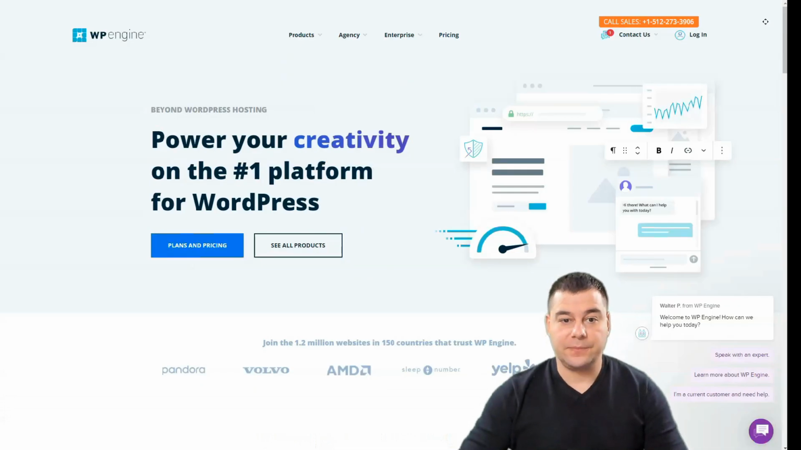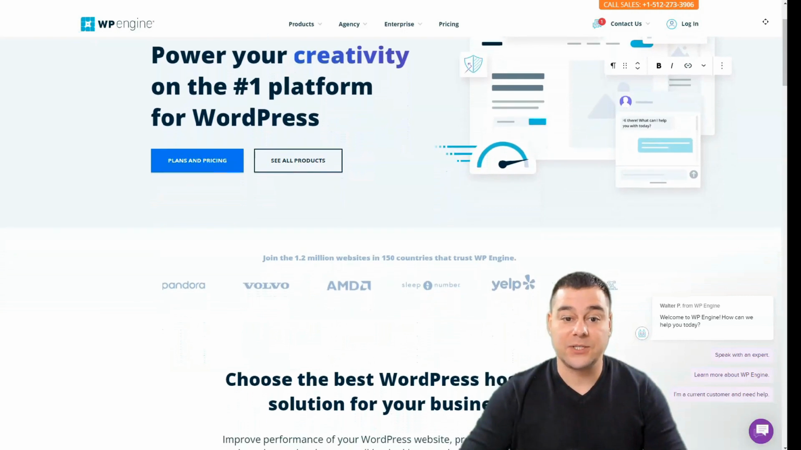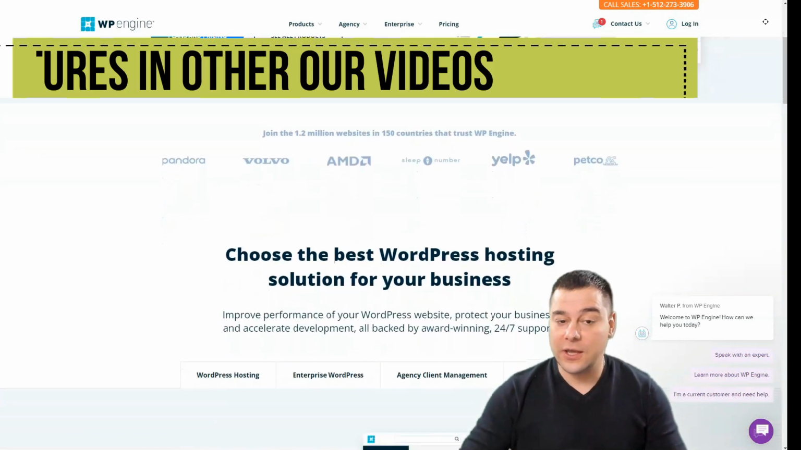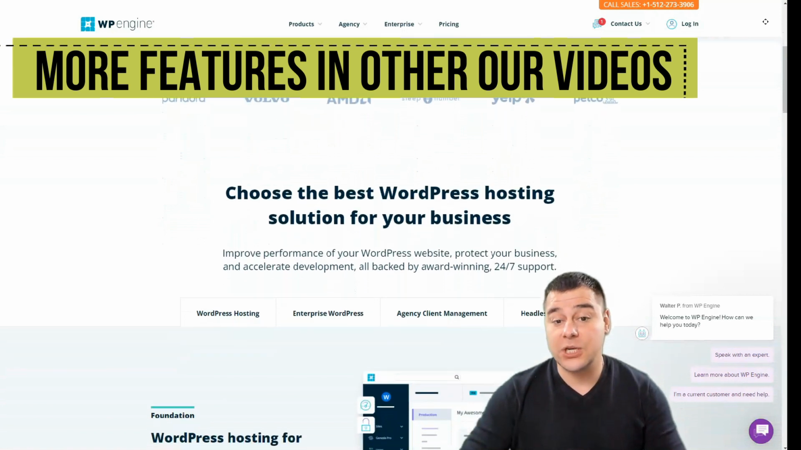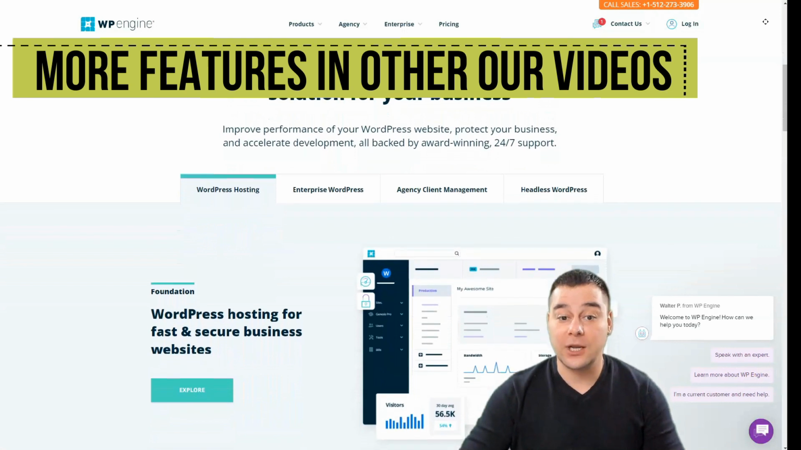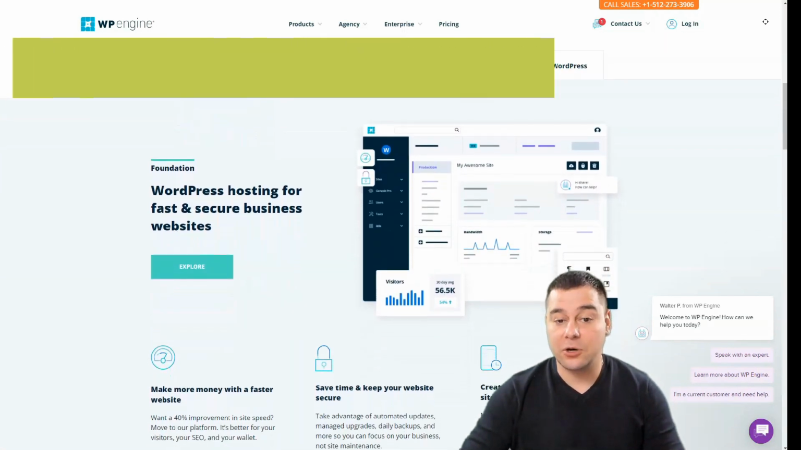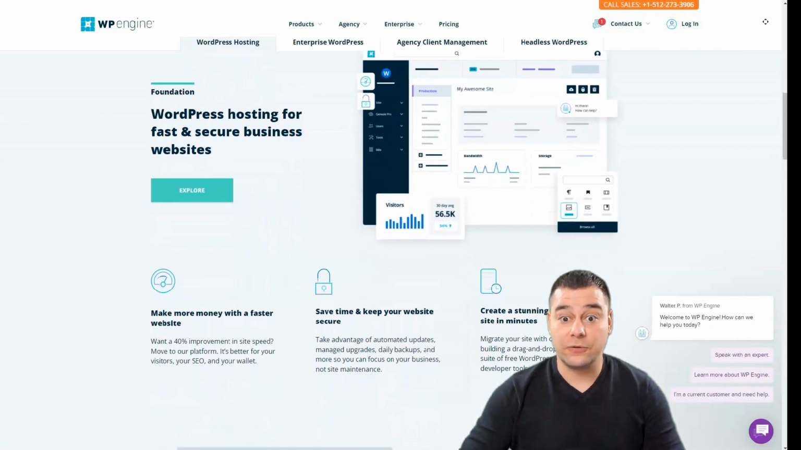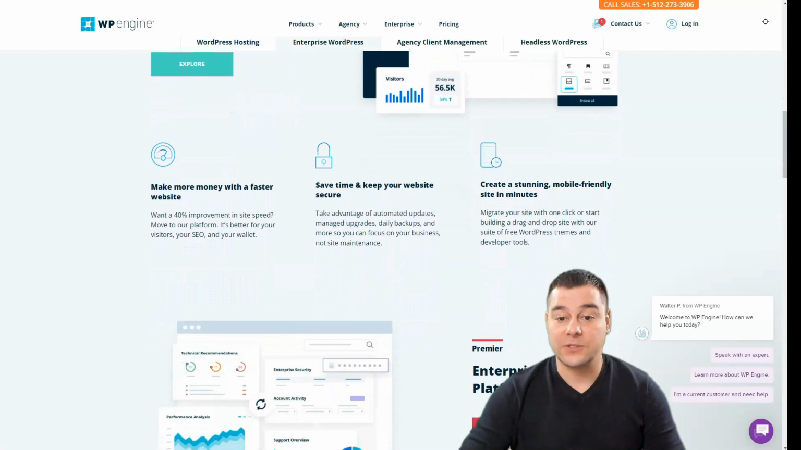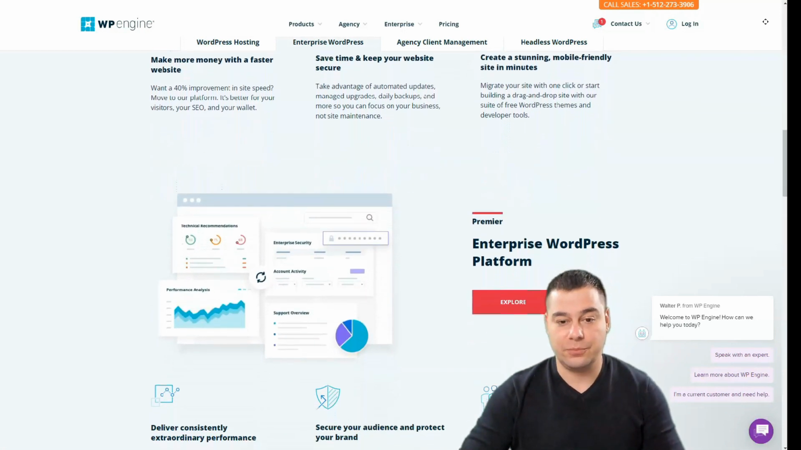WP Engine is a premium managed WordPress hosting company trusted by some of the biggest websites on the internet. They're one of the oldest in the industry and have made a name for themselves by providing affordable managed WordPress solutions. WP Engine can help your business scale on any level, whether you are a hobby blogger or a business that serves thousands of customers every day. Their web hosting solutions are optimized for WordPress websites and as a result offer a huge boost in speed.